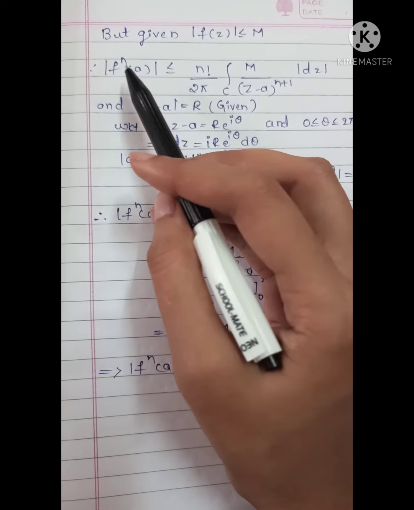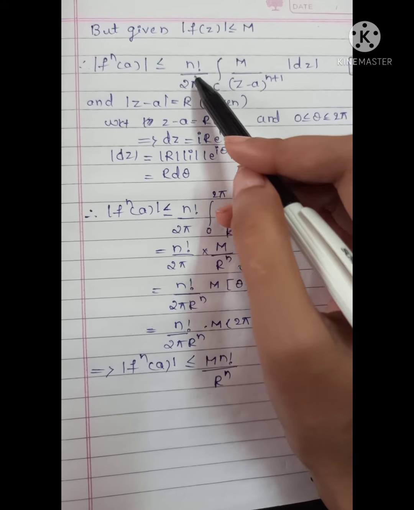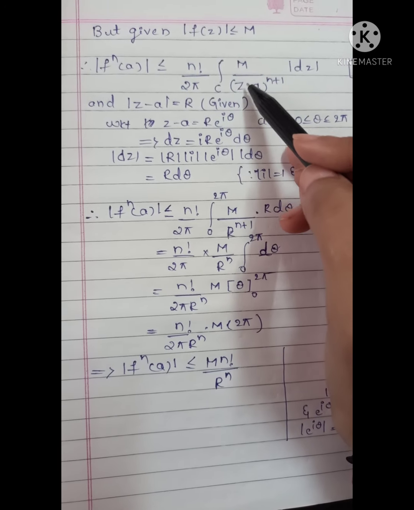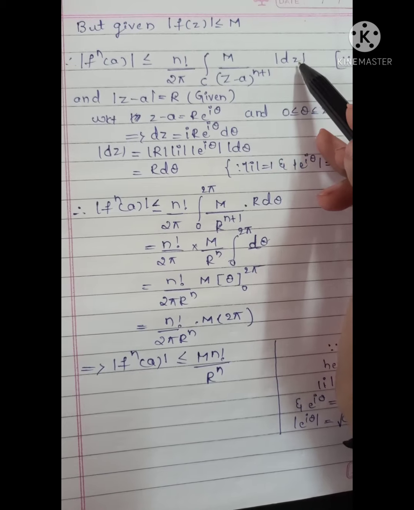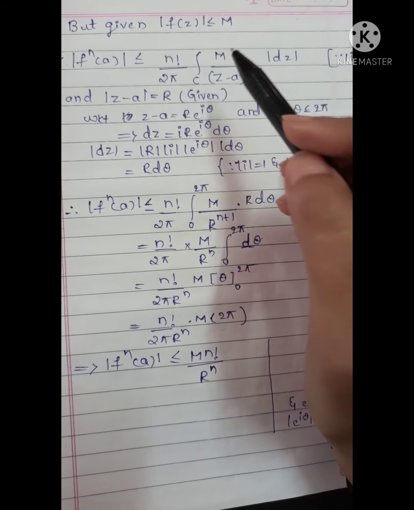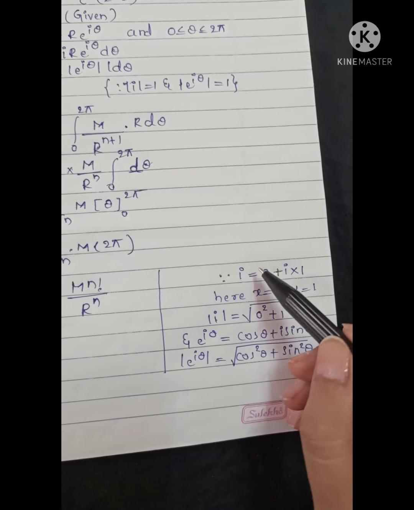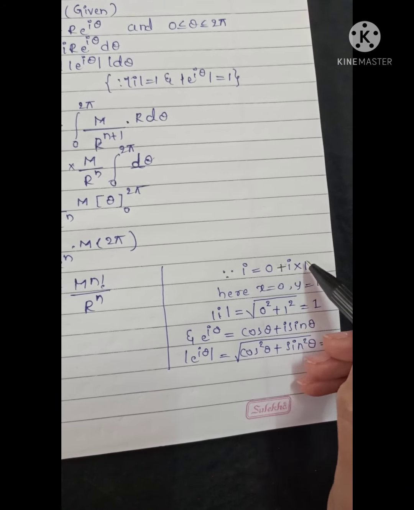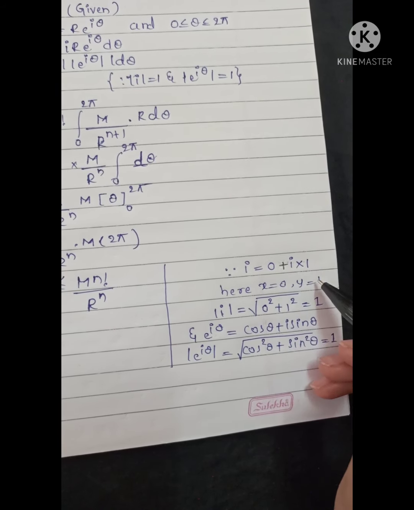Therefore mod of f to the power n of a is less than or equal to n factorial divided by 2 pi into the integration of M divided by mod of z minus a whole to the power n plus 1 into mod of dz over the closed contour C. Mod of i value is 1 because in the complex form i can be written as 0 plus i times 1. Here x value is 0 and y value is 1.